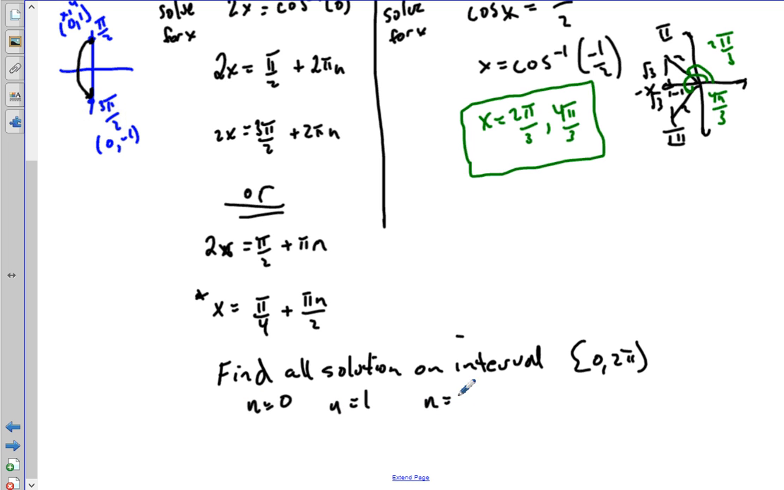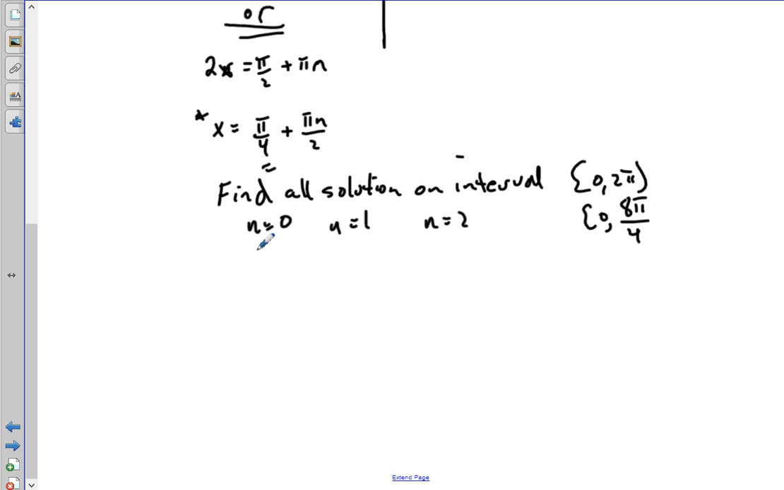And so what we have, my friends, is n equaling 0, n equaling 1, n equaling 2, and n equaling 3. Our denominator is 4 in this case, so it's going to be 8 pi's. So let's try this out. When we plug in 0, we're going to have x equaling pi over 4. I'm going to change this to 2 over 4. So we plug in 1, we're going to have 3 pi over 4.